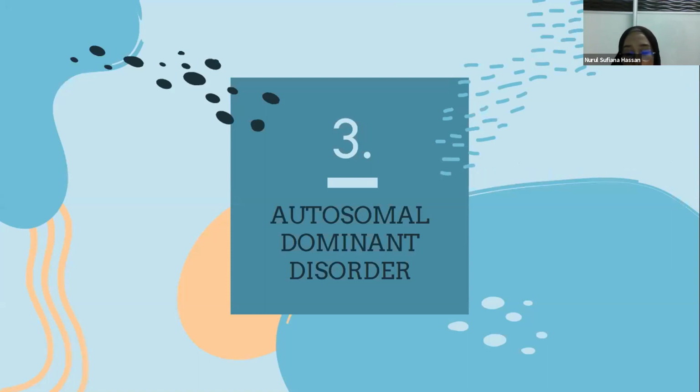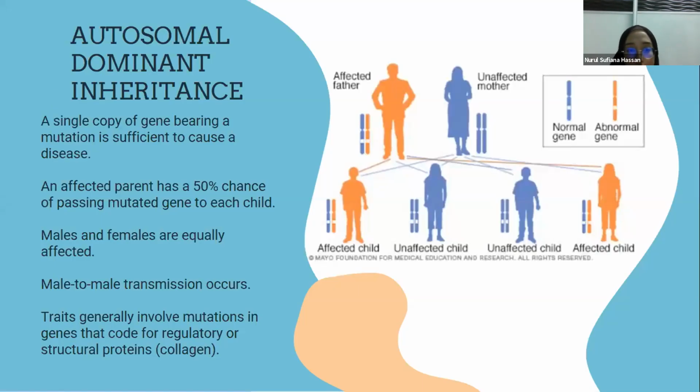I will talk first about autosomal dominant disorder. In autosomal dominant disorder, a single copy of a gene bearing a mutation is sufficient to cause a disease, which means that the condition can also occur in heterozygous. An affected parent has a 50% chance of passing the mutated gene to each of his children. And as autosomal dominant affects the autosome, which is the non-sex chromosome, males and females are equally affected. Autosomal dominant disorder often affects structural proteins.